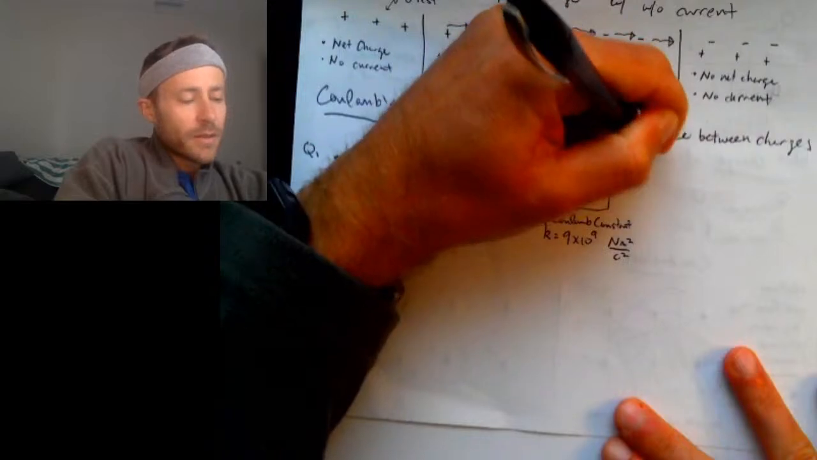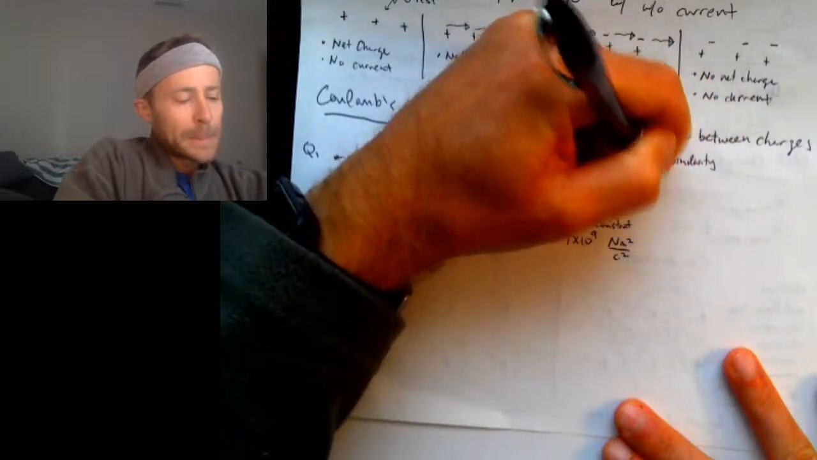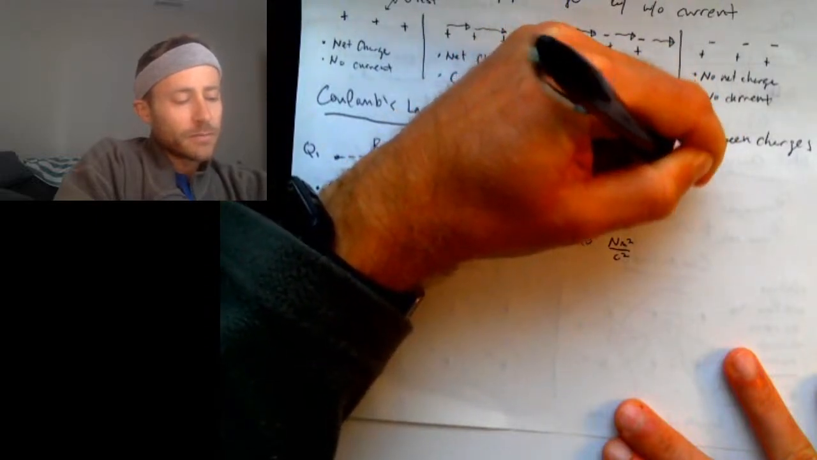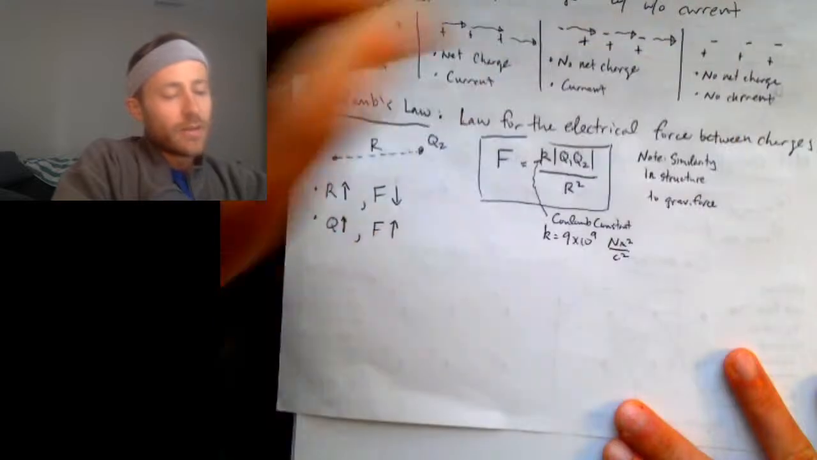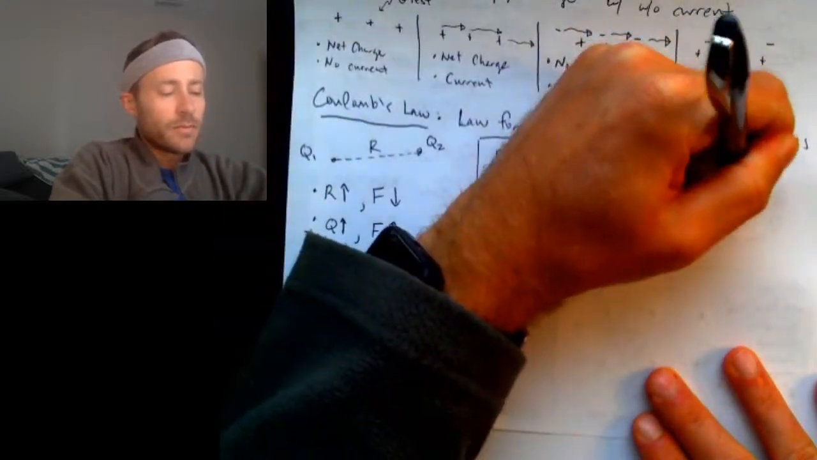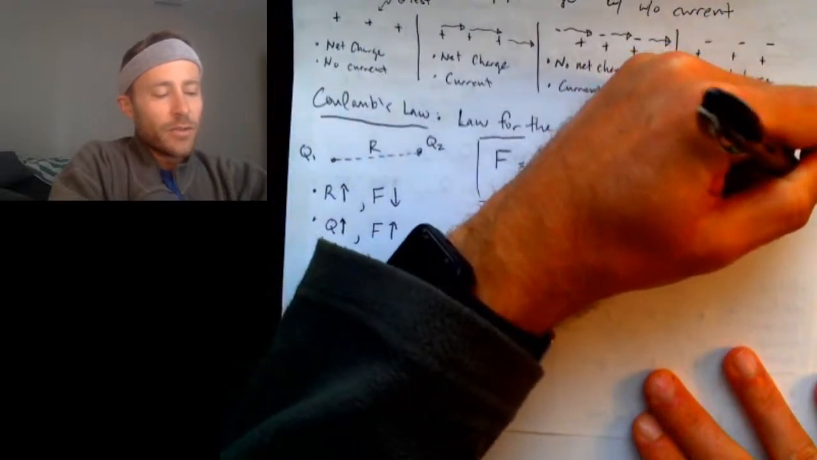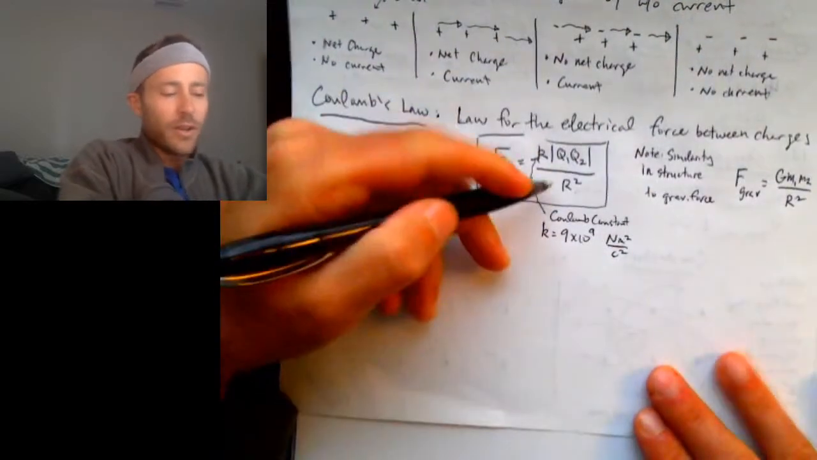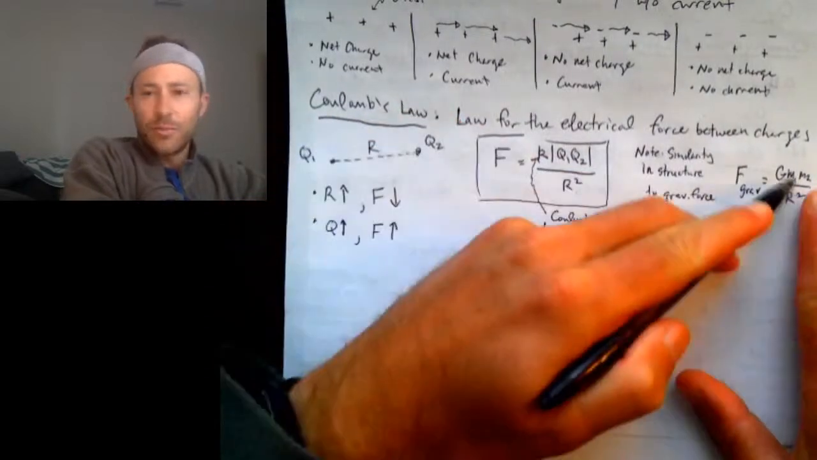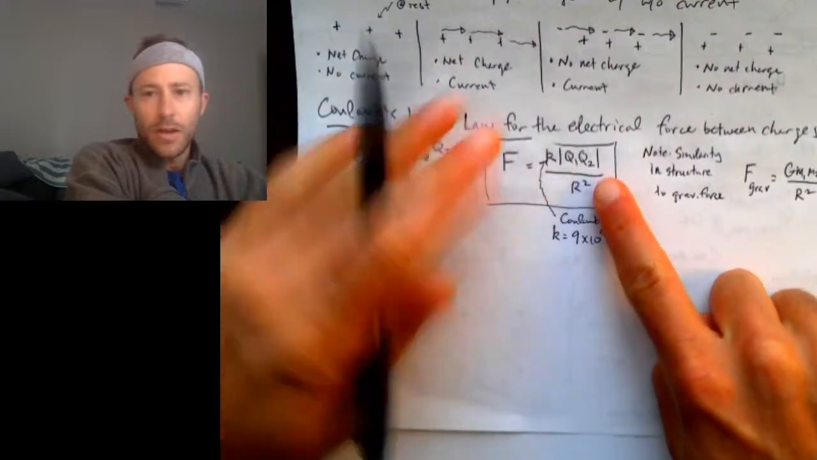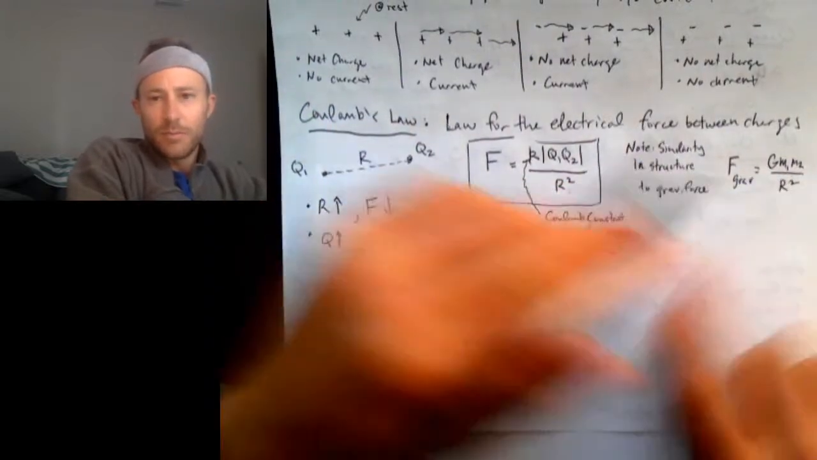Note the similarity in structure to the gravitational force. The gravitational force is big G m1 m2 over r squared. So see how they both have 1 over r squared? They both have the product of two attributes. Okay? So Q1 times Q2, M1 times M2.